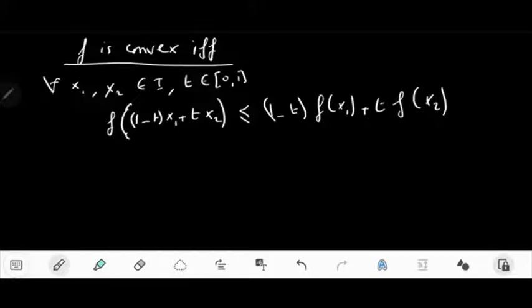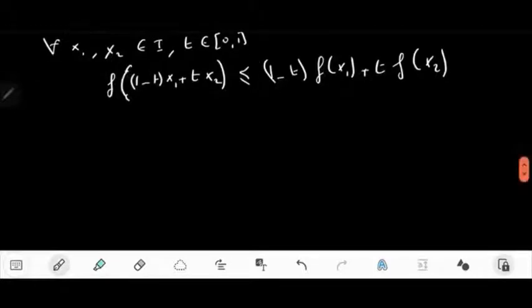Hi, we finished this chapter talking about convex functions. So we said that a function f is convex on an interval I if for all x1, x2 in I and for all t between 0 and 1 we have the image of (1 minus t)x1 plus t x2 less or equal than (1 minus t) times f of x1 plus t times f of x2. What does this mean?